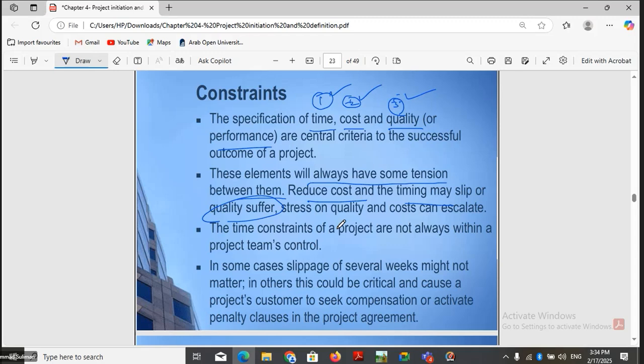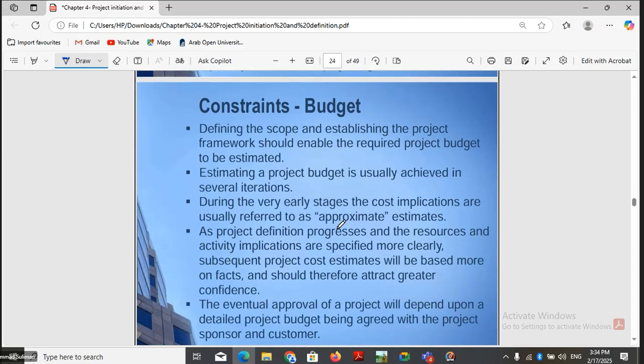In some cases, slippage of weeks may not matter. In some projects, if we are delayed or late by a week or two, in big projects it does not matter, but in some cases it is very crucial. Even one delay may impose penalties or may lead to failure of the project. So it is not fixed. We must understand how we evaluate the time of the project.